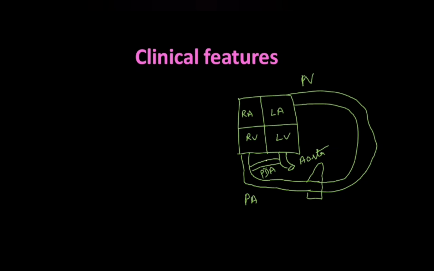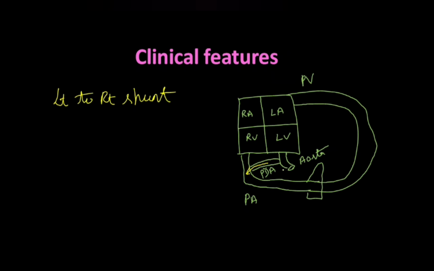Normally the pressure in the aorta is a little high compared with that of the pulmonary artery. Therefore the blood will get shunted from the aorta to the pulmonary artery. So there is a left to right shunt. This you all know. So there is shunting of blood from the aorta to the pulmonary artery.